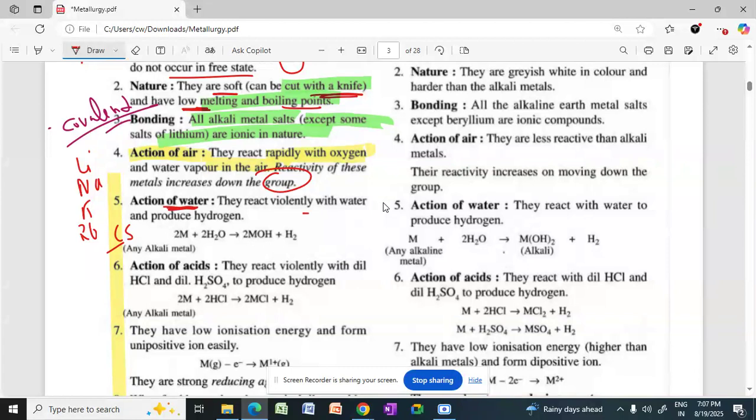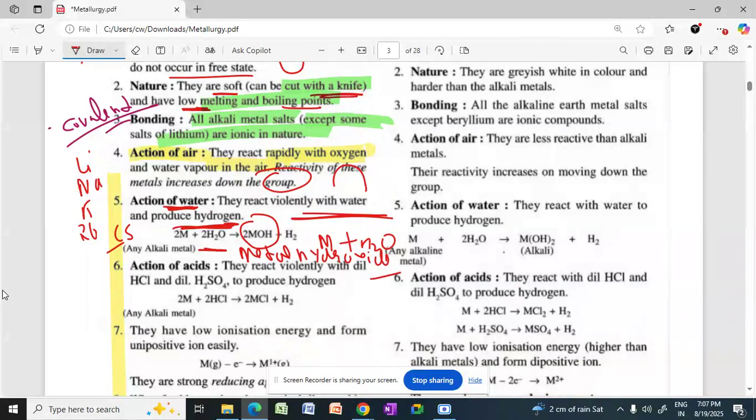Next is the action of water. They react violently with water and produce hydrogen. Any alkali metal that reacts with water is going to form metal hydroxide. Tell me, Arjun, which gas is evolved here? Hydrogen. Great.